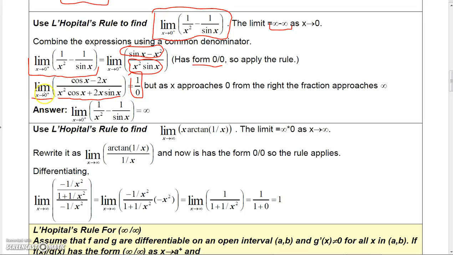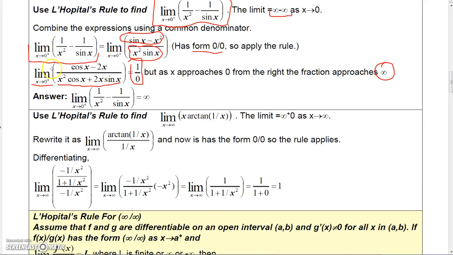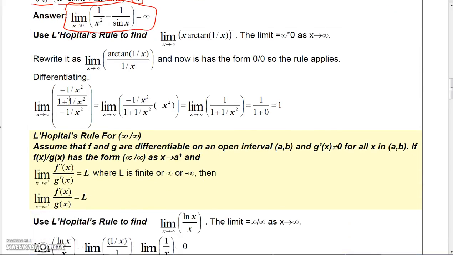But since I'm approaching 0 from the right, you can plug in small values of x in here, like 0.01 or 0.001, and you'll actually see that this number is getting larger in the positive sense, so it must be approaching positive infinity rather than negative infinity. Well, since this limit is approaching positive infinity, then the original limit must be approaching positive infinity. Still, the limit does not exist because that's not a real number.